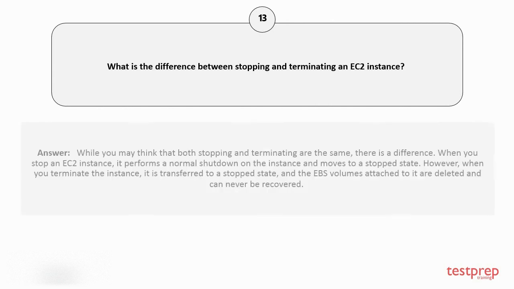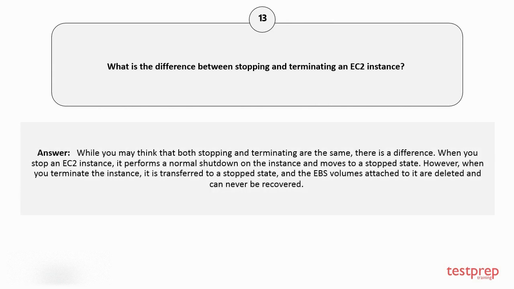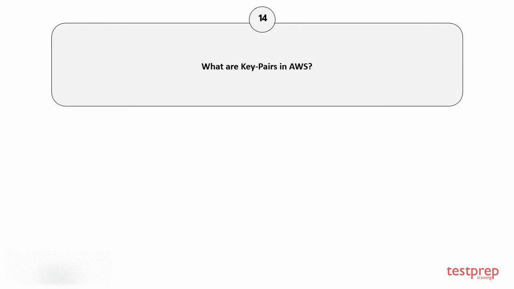Question number 13. What is the difference between stopping and terminating an EC2 instance? Your answer is: while you may think that both stopping and terminating are the same, there is a difference. When you stop an EC2 instance, it performs a normal shutdown on the instance and moves to a stopped state. However, when you terminate the instance, it is transferred to a terminated state, and the EBS volumes attached to it are deleted and can never be recovered.